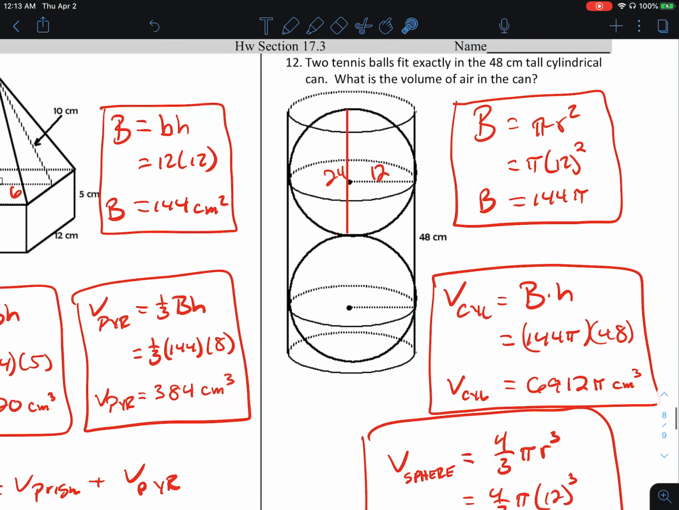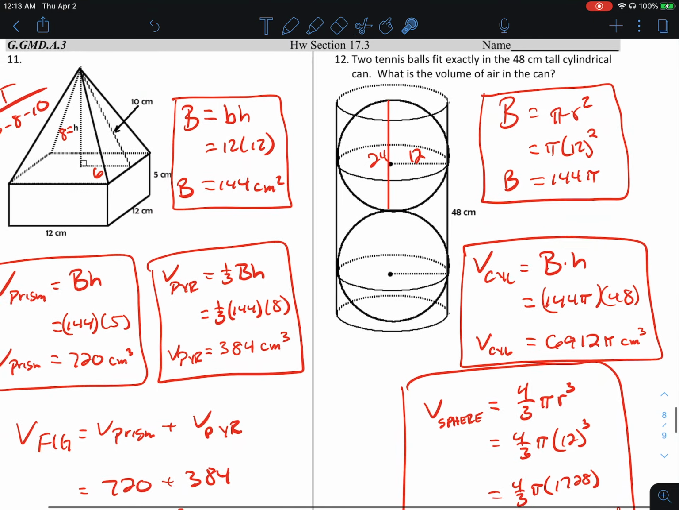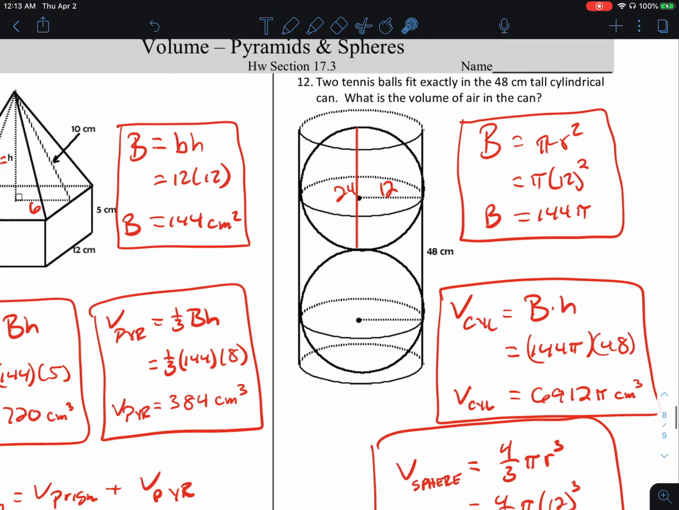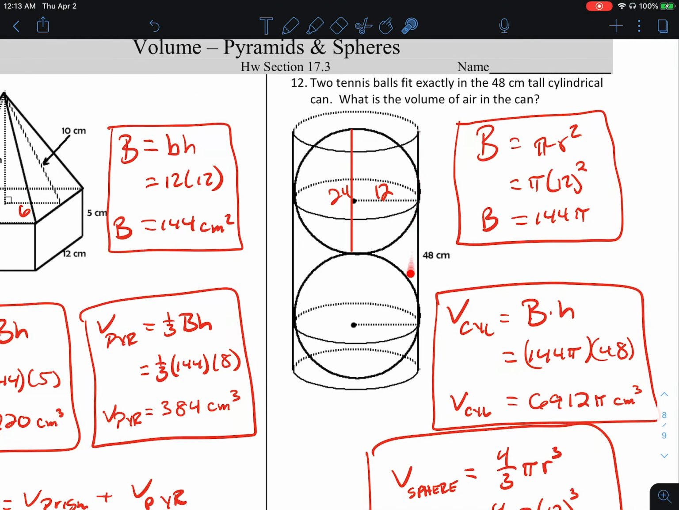1,104. Number 12, 2 tennis balls inside of this cylinder. What's the volume of the air in the can? So that's the volume outside of the balls, but inside the can. The base for all 3 of these shapes, 2 of those shapes being identical, is a circle. Find the area of a circle is pi r squared. So let's think about how we figured this out.